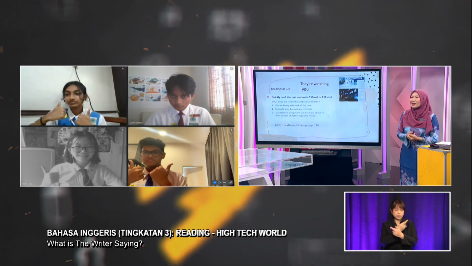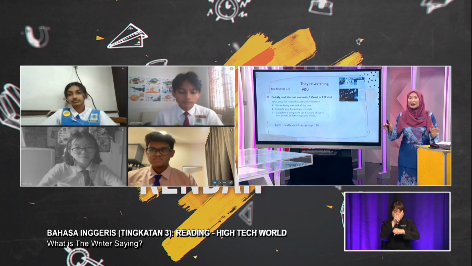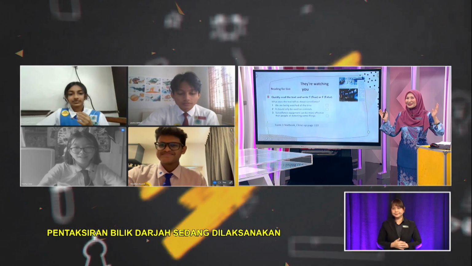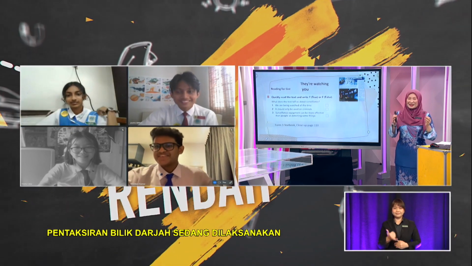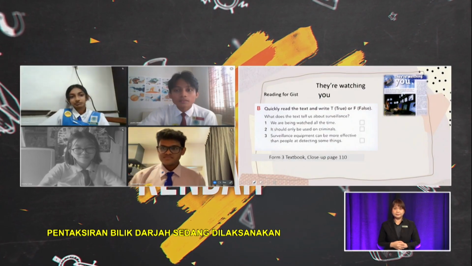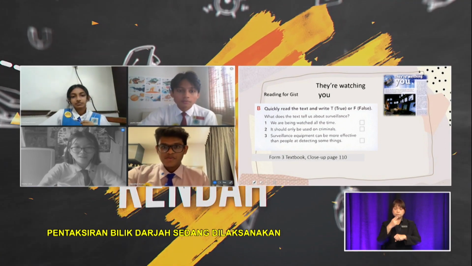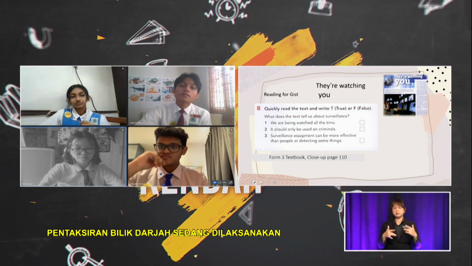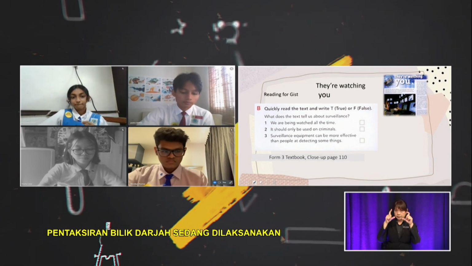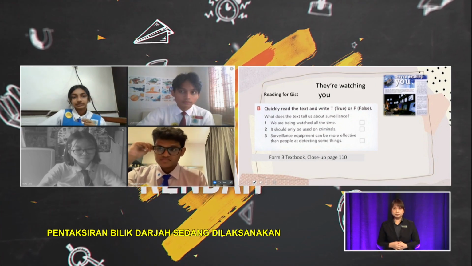All right, so number 1, we are being watched all the time. Everybody in a chorus, I want to hear true or false. False. Yes, it's false. Wonderful. We are not watched all the time. All right. And what about number 2? It should only be used on criminals. Alicia? It's also false. Yes, it's false, because a surveillance camera is for everything. It's not just for criminals. And the third one, Hashini? True. Yes. What do you think, Duffy? Is Hashini correct?